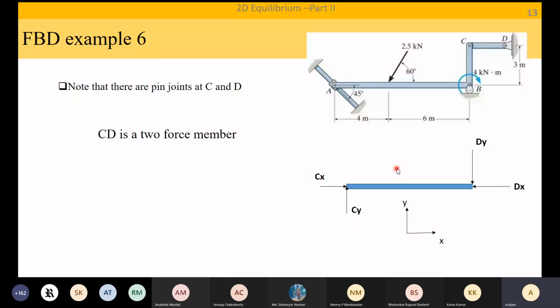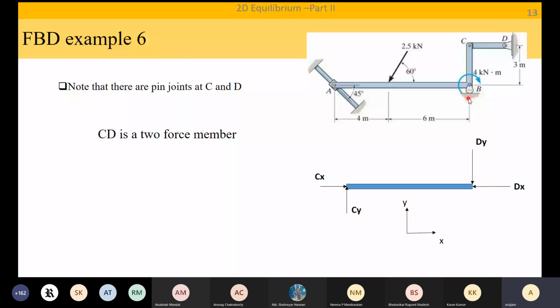The first one was about this. So this is a member A, B, C, and you have another member C, D. A, B, C and CD are joined by a pin at C. The applied load is 2.5 kilonewton at this point, and a moment of 4 kilonewton meter is applied at point B.